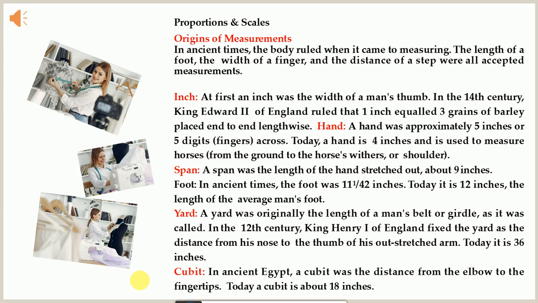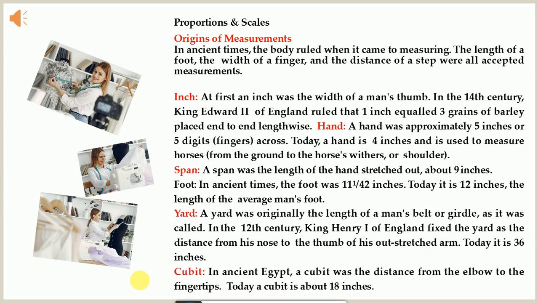Today, a hand is 4 inches and is used to measure horses, from the ground to the horse's withers, or shoulder. Span. A span was the length of the hand stretched out, about 9 inches. Foot. In ancient times, the foot was 11.42 inches. Today it is 12 inches, the length of the average man's foot. Yard. A yard was originally the length of a man's belt or girdle, as it was called. In the 12th century, King Henry I of England fixed the yard as the distance from his nose to the palm of his outstretched arm. Today it is 36 inches.